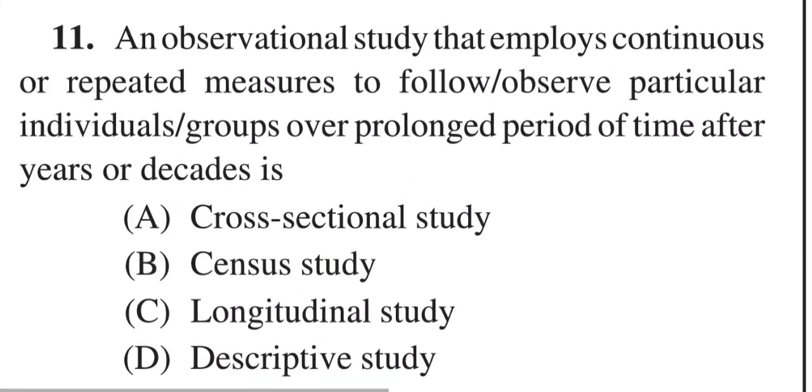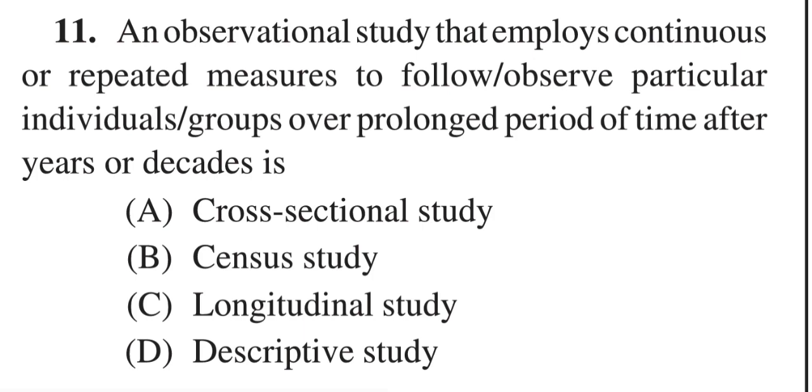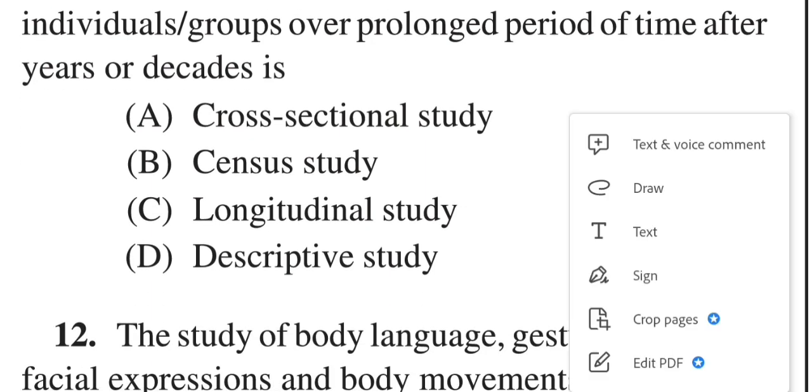Number 11, it says an observational study that employs continuous or repeated measures to follow or observe particular individuals or groups over a prolonged period of time, after years or decades, is what? Cross-sectional study, census study, longitudinal study, descriptive study. This is also related to research aptitude. Number 11, correct answer will be C, that is longitudinal study.